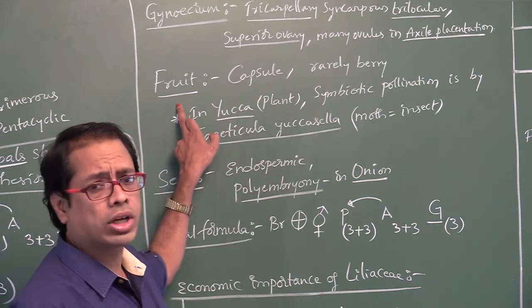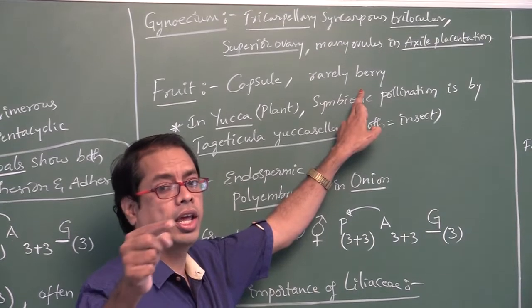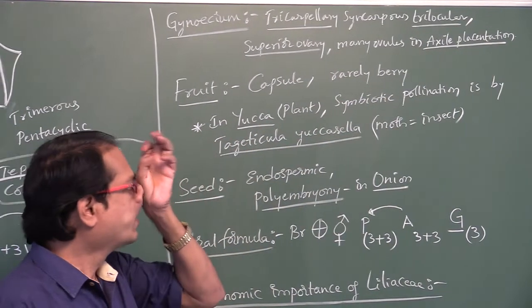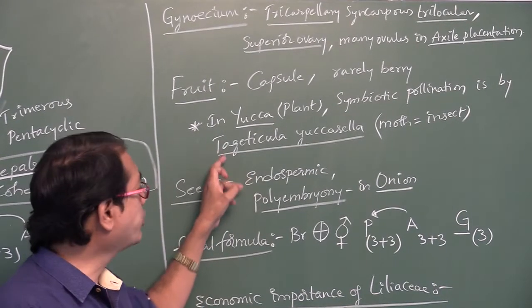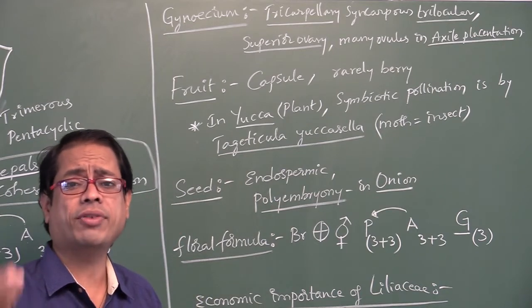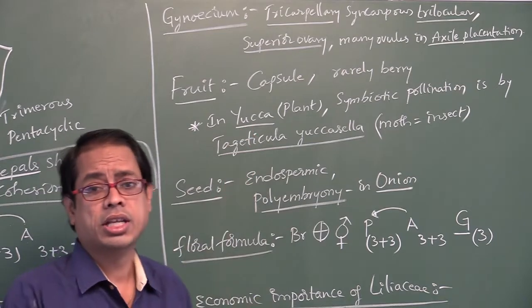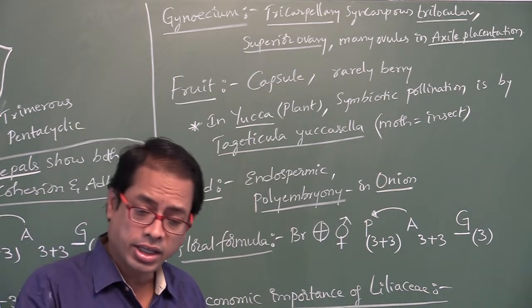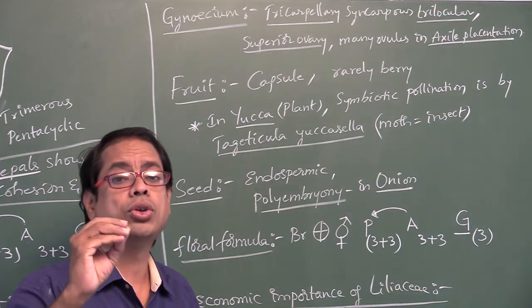Next, what type of fruit? Capsule or rarely berry. In Yucca, a plant name, symbiotic pollination occurs by an insect called Tegeticula yuccasella. The safest place for laying eggs of the insect is the locule of the ovary of the yucca plant.